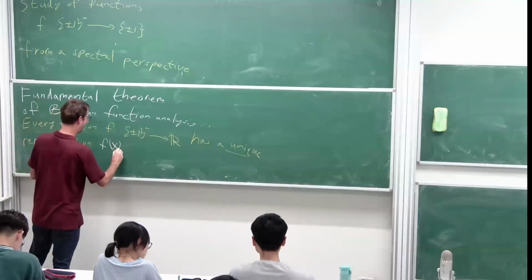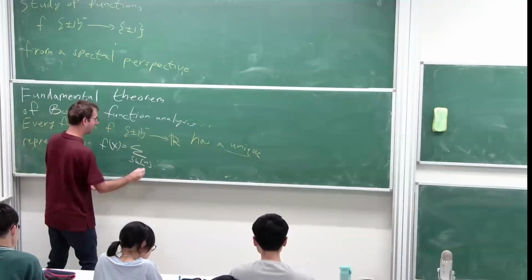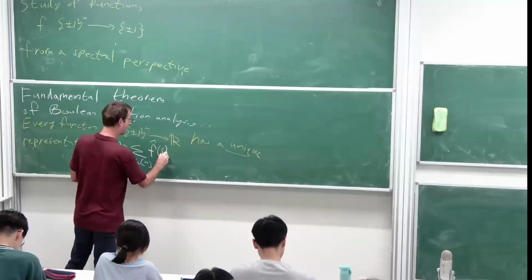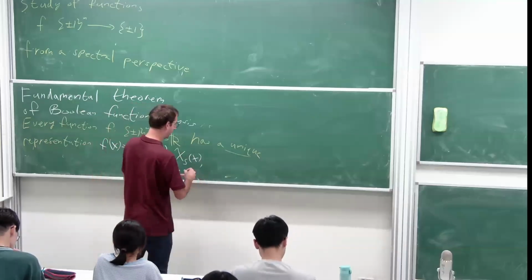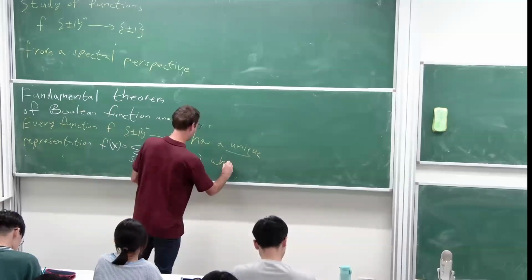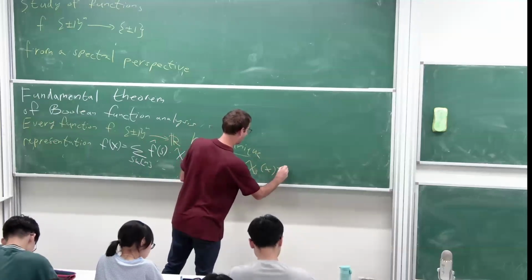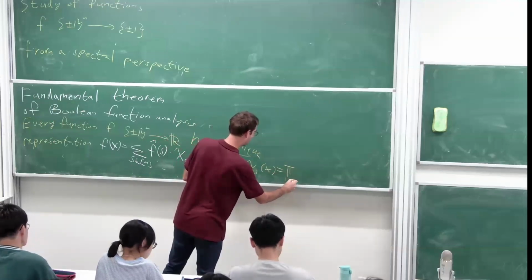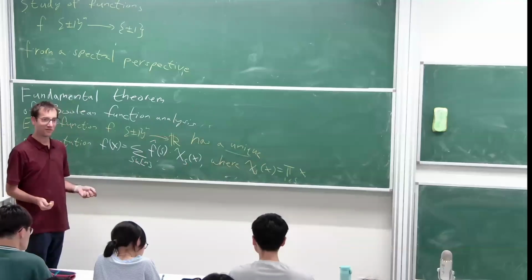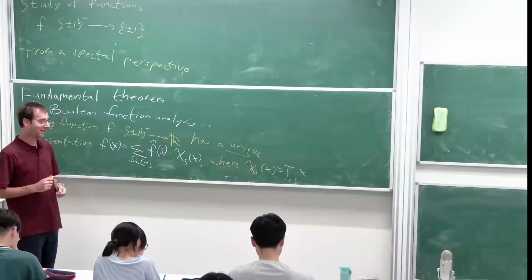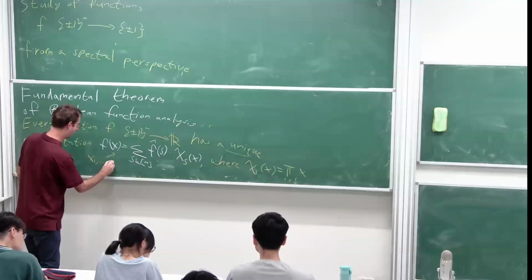f of x is the sum over subsets S of the numbers 1 to n of some real number, f hat of S, times this function chi_S, where this function chi_S is just the product of x_i for i in S. Okay, so this x is x1 up to xn.